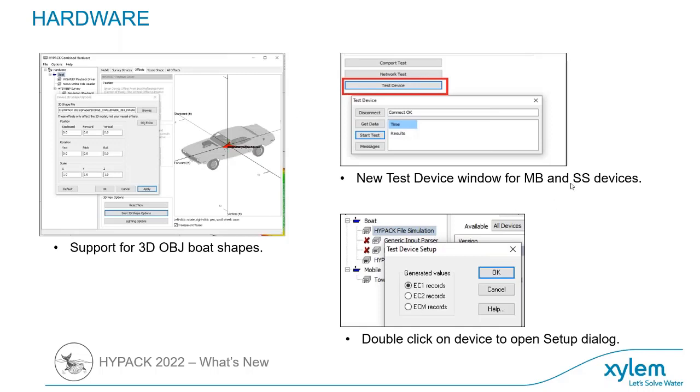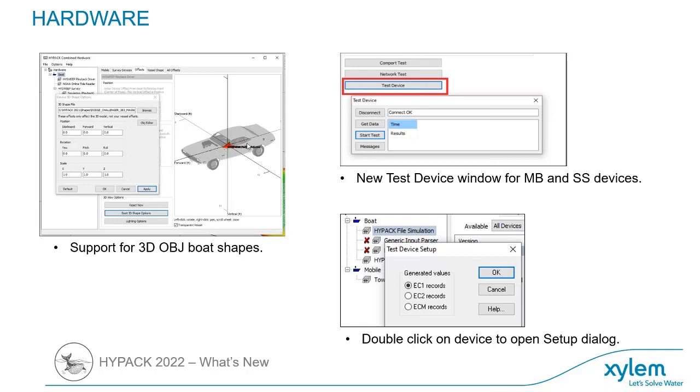Okay, hardware. I mentioned the OBJ editor, which we introduced maybe a year ago for the real-time cloud. You can bring in your own boat shapes. You might even have a CAD version of your boat somewhere. You can export to an OBJ file, which is kind of an industry standard, very simplistic 3D file, and there are a ton of free OBJ downloads. We've added the ability to load that right in our hardware program.